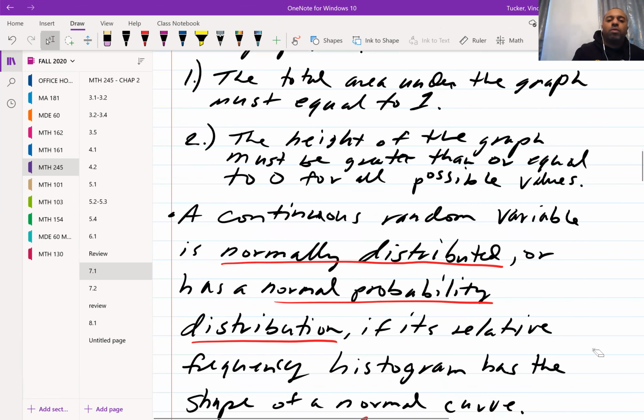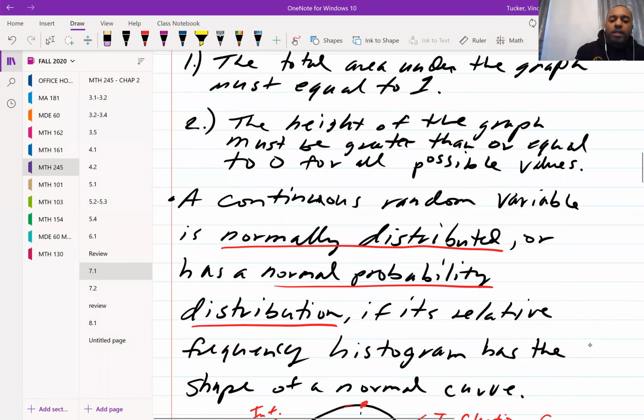Of course, if I scroll up too quickly, let me know. So down here, a continuous random variable is normally distributed or has a normal probability distribution if its relative frequency histogram has the shape of a normal curve. And I'll scroll down in a second. Just want to make sure everybody got 1 and 2 up top.